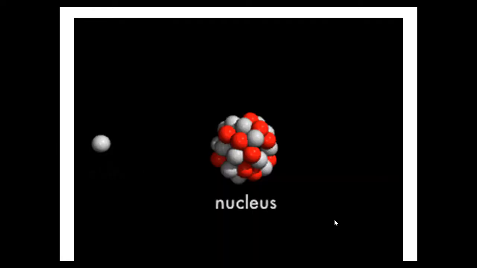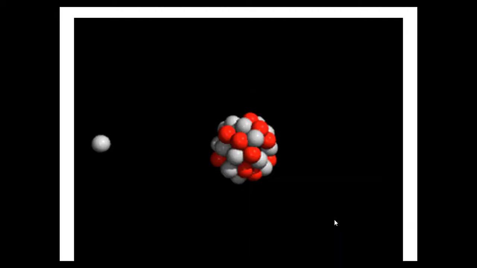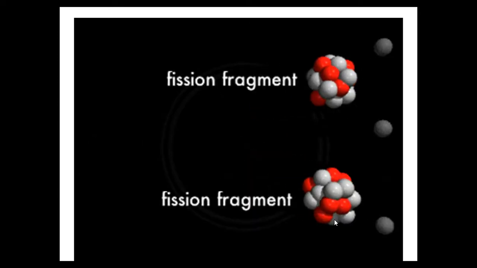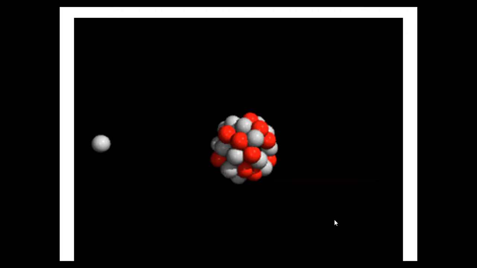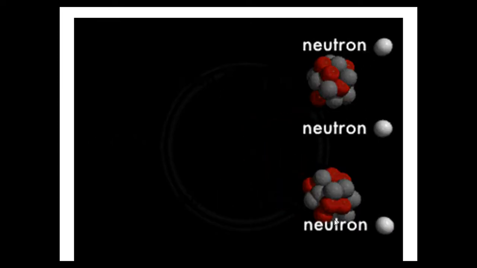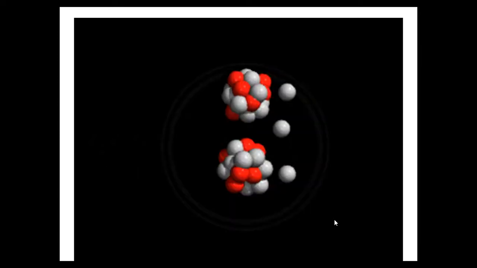So here's a nucleus of uranium. If a nucleus of uranium-235 absorbs a neutron, it will become unstable and split into smaller nuclei, and also a few more neutrons are given off, and also, here's the important bit, a little bit of energy is given off as well. So this is called a fission reaction, and it involves a uranium nucleus splitting and making energy.